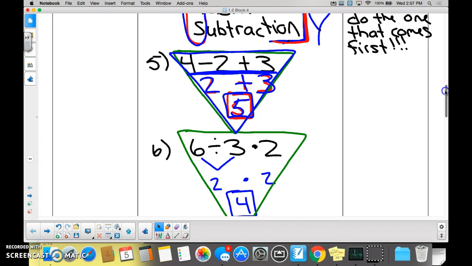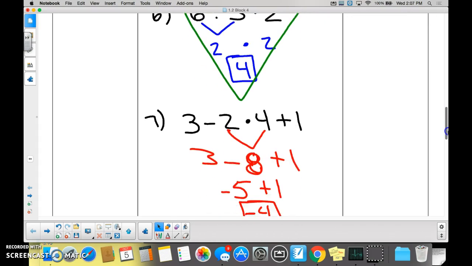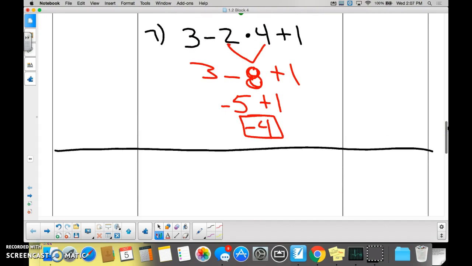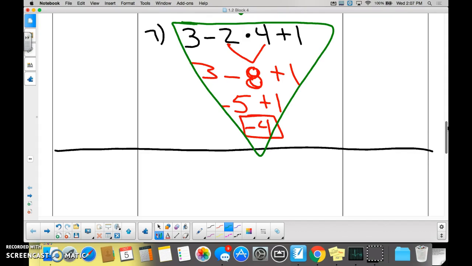I'm going to scroll all the way down to number 7. Same thing. We solved one step at a time. If I were to put a triangle around it, it would look like a piece of pizza because you're eliminating one operation every single time you go to a new line. Yes or no? So when you're doing your homework, I would expect you to do one operation at a time, and I would expect your number sentences to get smaller and smaller and smaller until you get your final answer, which you'll box.